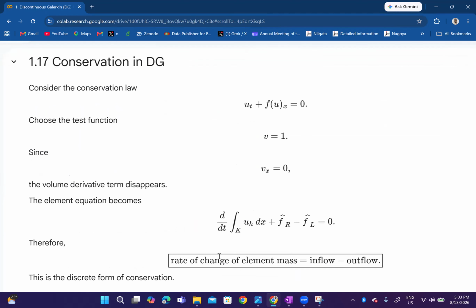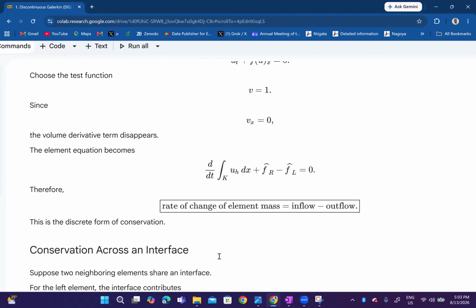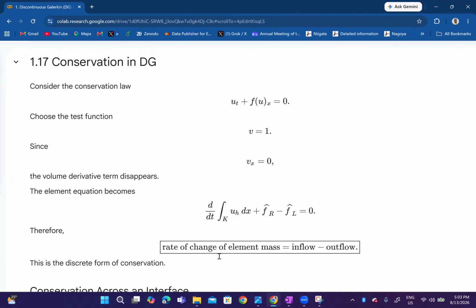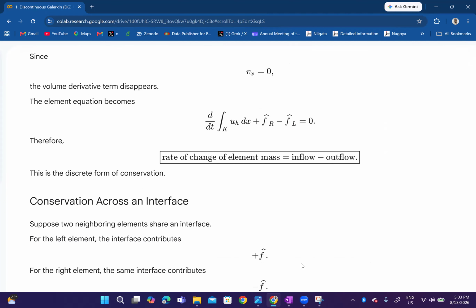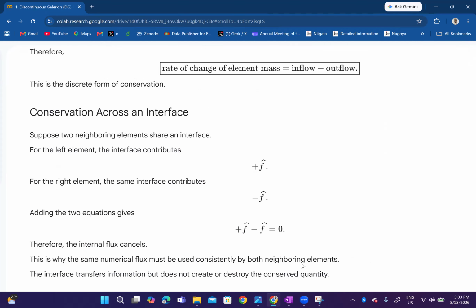Then we talk about conservation in discontinuous Galerkin. Consider the conservation law u sub t plus f of u sub x equals 0. Choose the test function, say v equals 1, and since v sub x is equal to 0, if you differentiate this with respect to x, we just get 0. So the volume derivative disappears. We then have the element equation becomes d dt of the integral over K of u sub h dx plus fr cap minus fl cap equals 0. Therefore, the rate of change of element mass is equal to inflow minus outflow. So this is the discrete form of conservation, because inflow minus outflow gives us the rate of change.